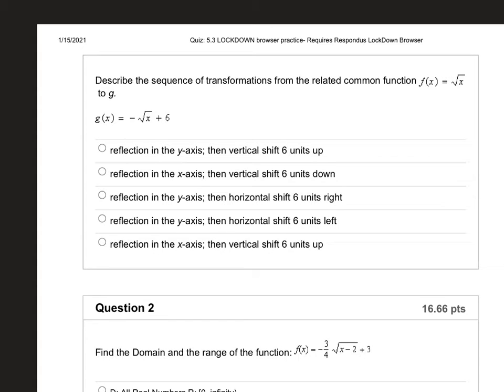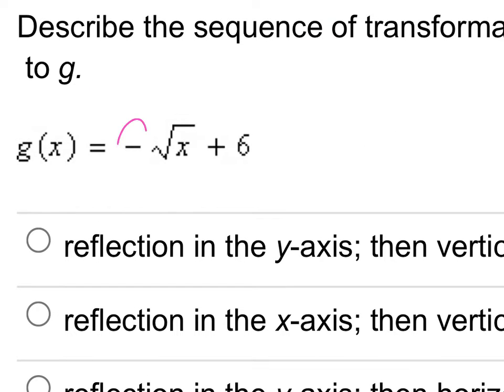So number 1, we have to identify the transformation. We have a minus on the outside. What does that tell us? A reflection on the x. And then a plus 6, up 6.